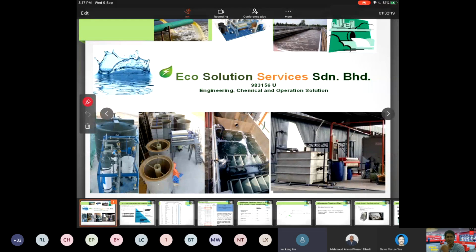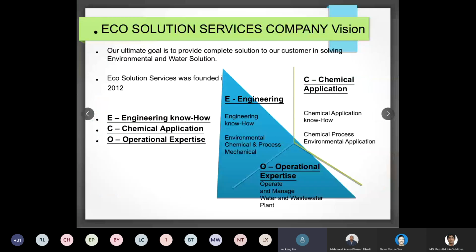So now we go for another topic. This one is about how industrial wastewater is actually being operated. As you all mentioned, my company name is Eco Solution Services. A lot of people will ask me, your company is eco, meaning that you are eco-friendly and this sort of thing. So that's not really the case.